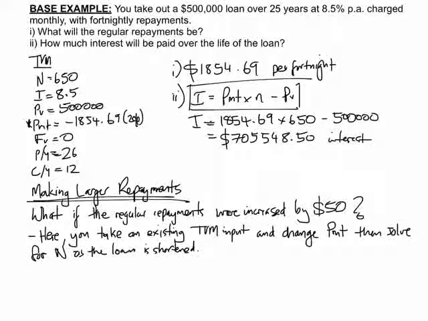So what if the regular repayments were increased by $50? Okay, maybe you decided to voluntarily pay $50 extra on the repayments, if the bank obviously allowed you to, every fortnight. So in this situation, you're going to be taking an existing TVM input, and all you do is change the PMT and see what effect that has on N by solving for it, because the loan's going to be shorter if you're paying more.